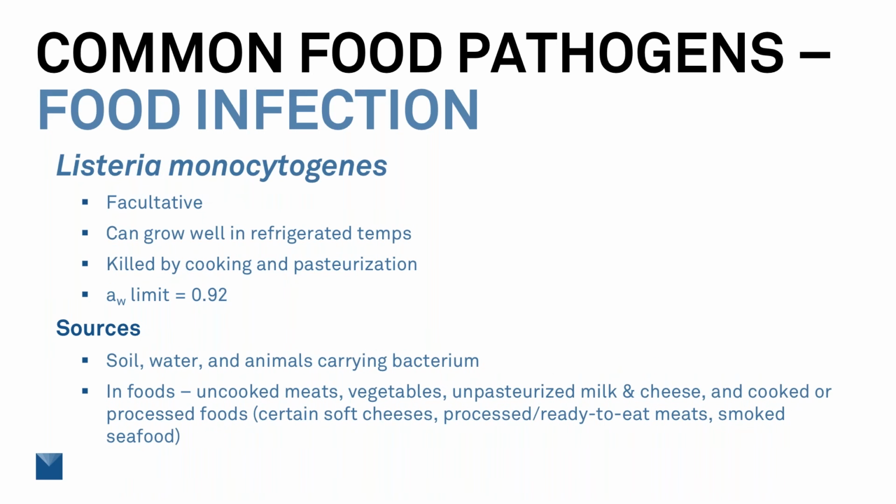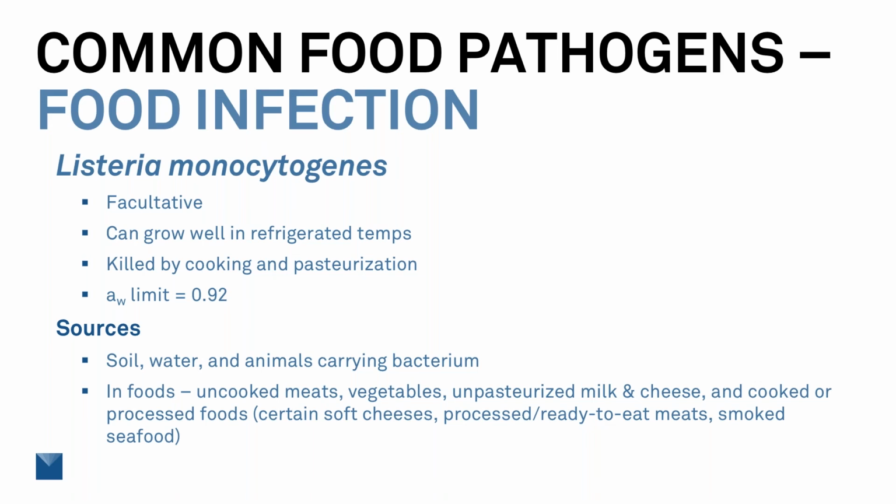All right, now Listeria. Listeria is also facultative. It can grow in refrigerated temperatures, which can be a real problem and is unusual for most of the microbes that we're talking about today. It can also be killed by cooking and pasteurization, and it has a water activity limit of 0.92, so a little bit lower, a little more hardy than some of the other ones we've seen.